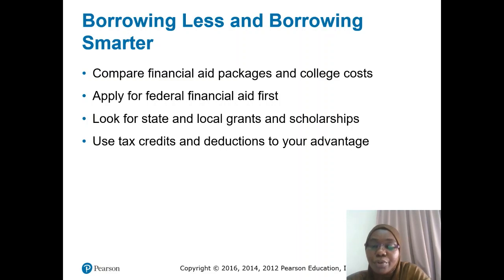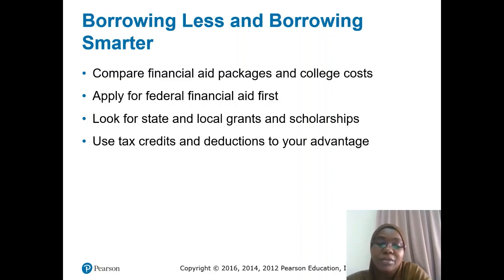You have to explore. If you are getting a student loan, for example, try to get federal financial aid. Alternatively, you can look for state and local grants and scholarships. That's another thing that students do, a smarter way of doing it rather than getting themselves involved in loans where they will have to repay for almost maybe a decade after their graduation.